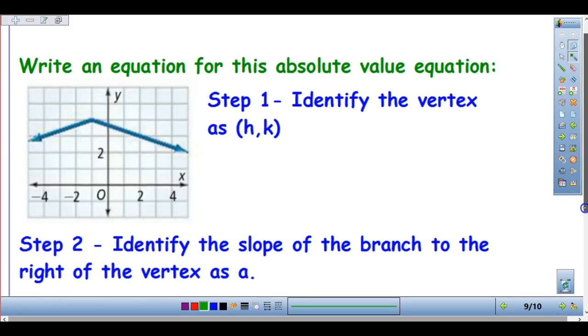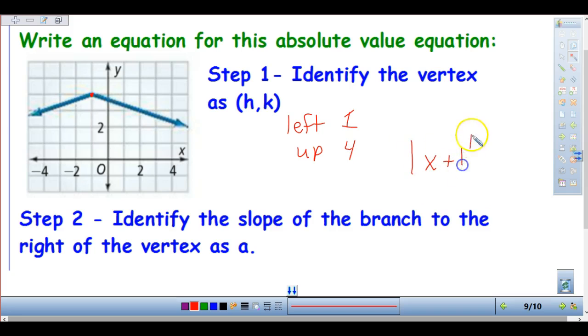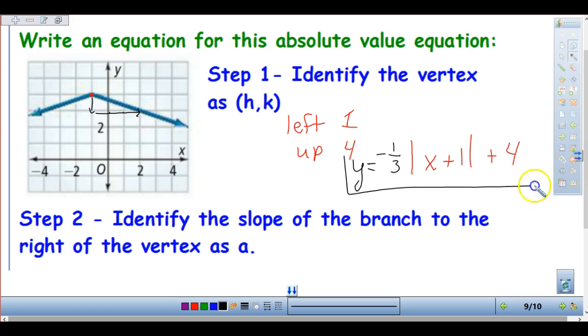Alright, last thing you'll have to do is if I give you a picture, can you write the equation? So the first thing we want to know is how are we moving? So to get to this point, I have moved left 1 and up 4. So that means inside I'm going to have x plus 1. On the outside I'll have a plus 4. Next thing you want to do is find that slope. Well, if you notice I'm going down 1 and over 1, 2, 3. So then that would be a negative 1/3. So there's your equation.